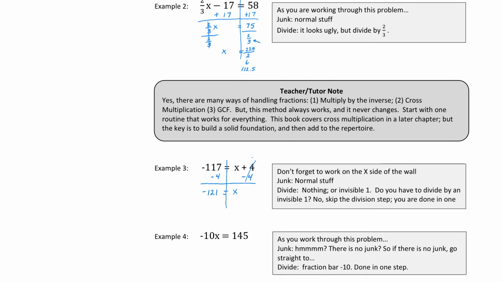Now, our rule says junk and divide. The question is, what did we divide here? The truth is, we are dividing by an invisible 1. But most people know if you divide by 1, nothing changes. So most people just skip this step and say that we're done. Another way to look at it is to say, is x alone at this point in time? And the answer is yes, so you can stop. But the truth is, we stick to our rules, junk and divide. If you did divide by the 1, you still would end up with the exact same answer. So again, stick to the rules if you have to.